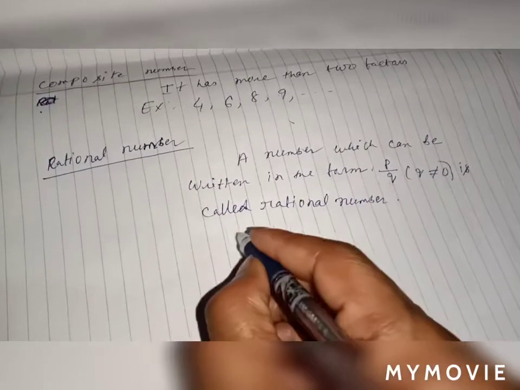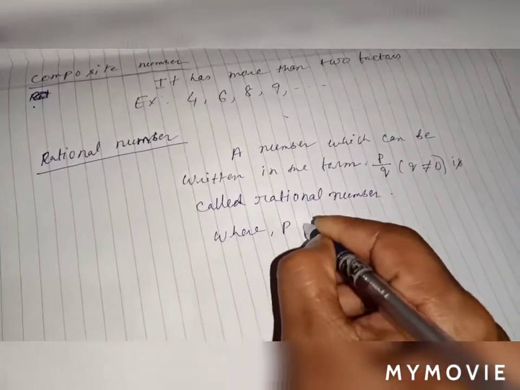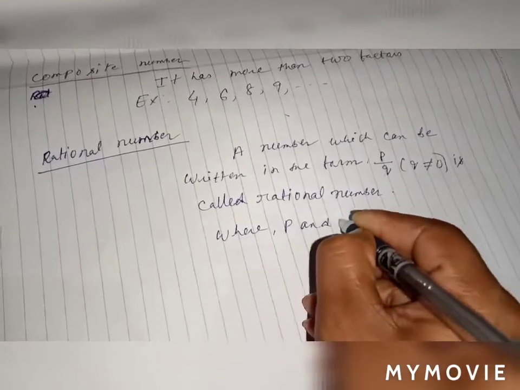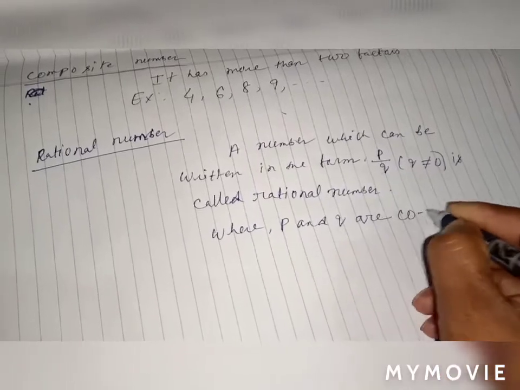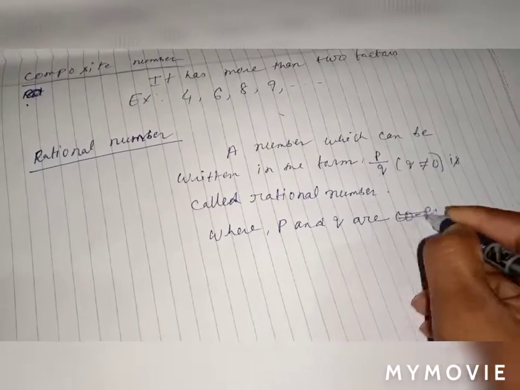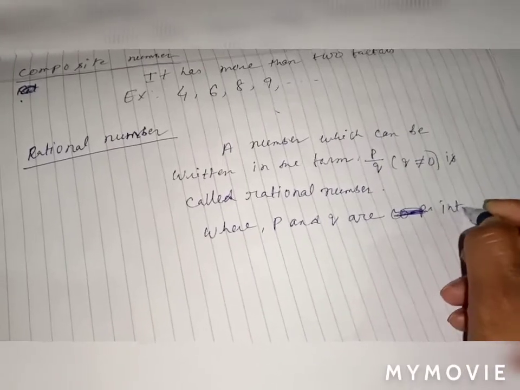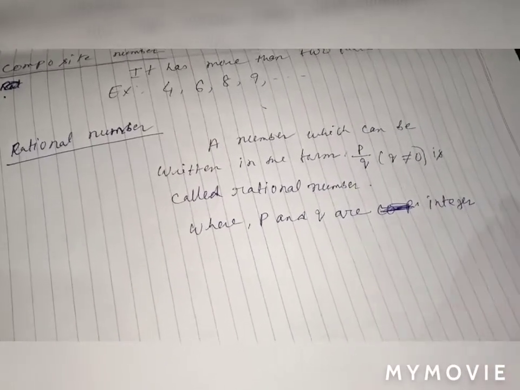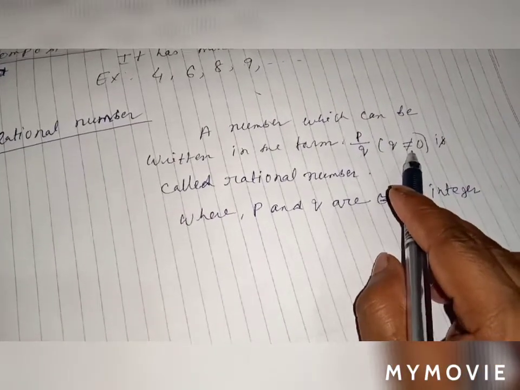Now, what are p and q? You have to know that p and q are integers. Integers means p and q may be negative, positive, and also 0. But there is a condition: q is not equal to 0.